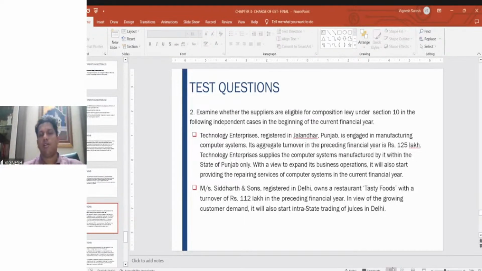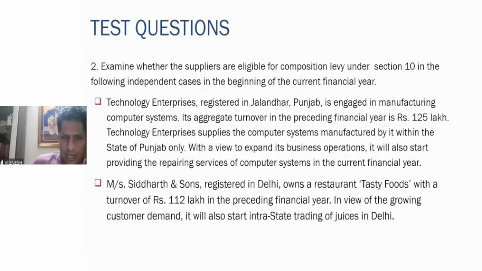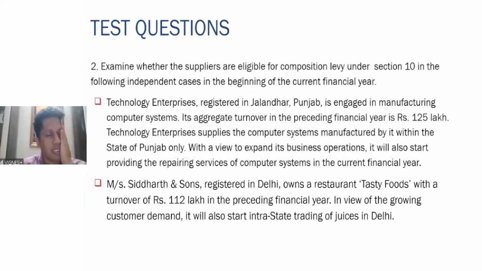Yeah. So here what happens? Turnover is 112 lakhs in the preceding financial year. So Delhi, less than 1.5 crores. So definitely it can opt for the composition scheme, because as per section 10 subsection 1 this is a restaurant service. It will also start intrastate trading of juices in Delhi. Very much applicable. Restaurant and trading both can be opted for the composition scheme, wherein the rate of tax on restaurant is 5% and on trading it is 1%.